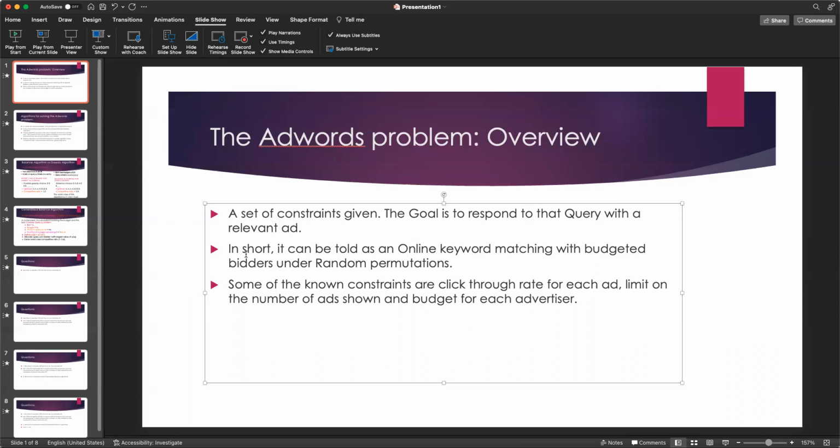Some of the known constraints for these are the click-through rate for each ad. That means, in a span of some time, for example 10 minutes, if the ad is shown 5 times, how many times have you clicked the ad? Also, how many relevant ads are shown to you mainly depends on the budgets of the advertiser. For example, a particular advertiser who has not much budget can show the ad only once or twice. But if the advertiser has enough budget, he can show the same ad multiple times. So it depends on many constraints.